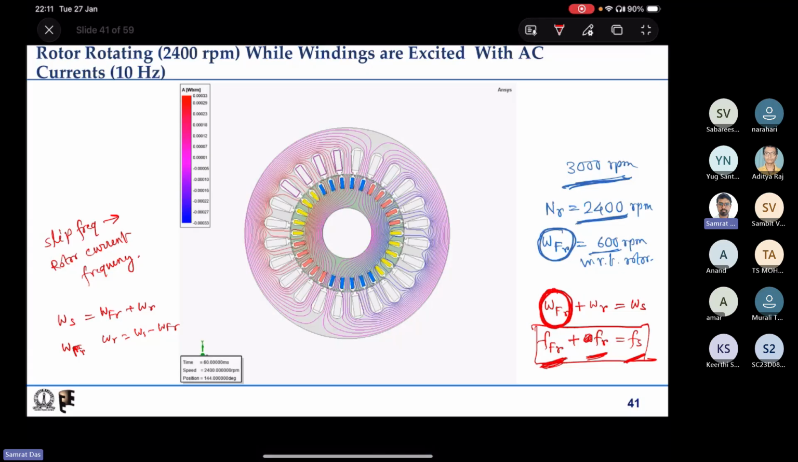This has to hold good. Actually, what is the benefit of a doubly fed induction machine?